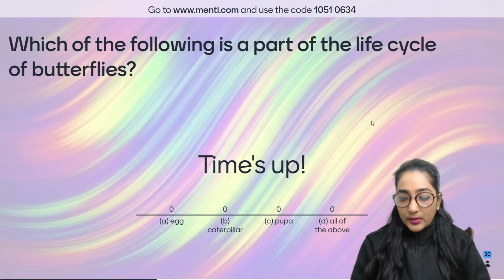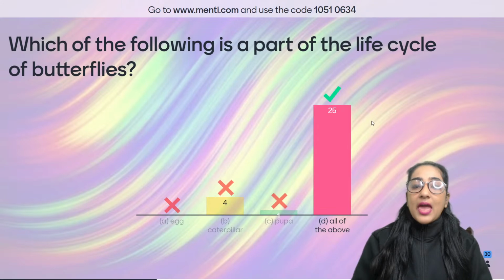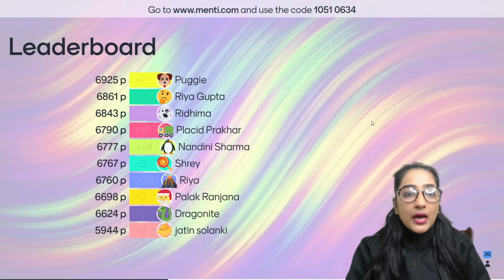Here we go, and let's have a look. Okay, 25 students, you guys are right about that, and that's really good. Very nice. Let's have a look at the leaderboard and who all are there on the leaderboard.